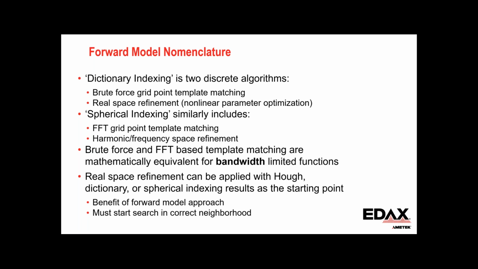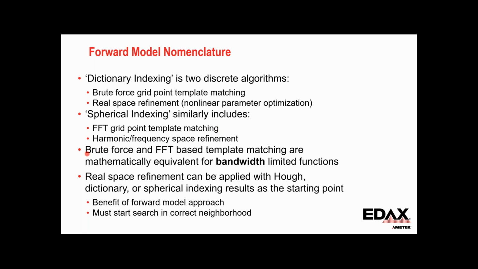And just some vocabulary, because this is still a relatively new technique. There's lots of potential confusion between what people are calling things. So when people say dictionary indexing, they actually mean this two-step process of doing the brute force template matching and then subsequently doing the subgrid refinement. And spherical indexing, it's the same thing. First, you find the grid point, and then you refine between the grid points.